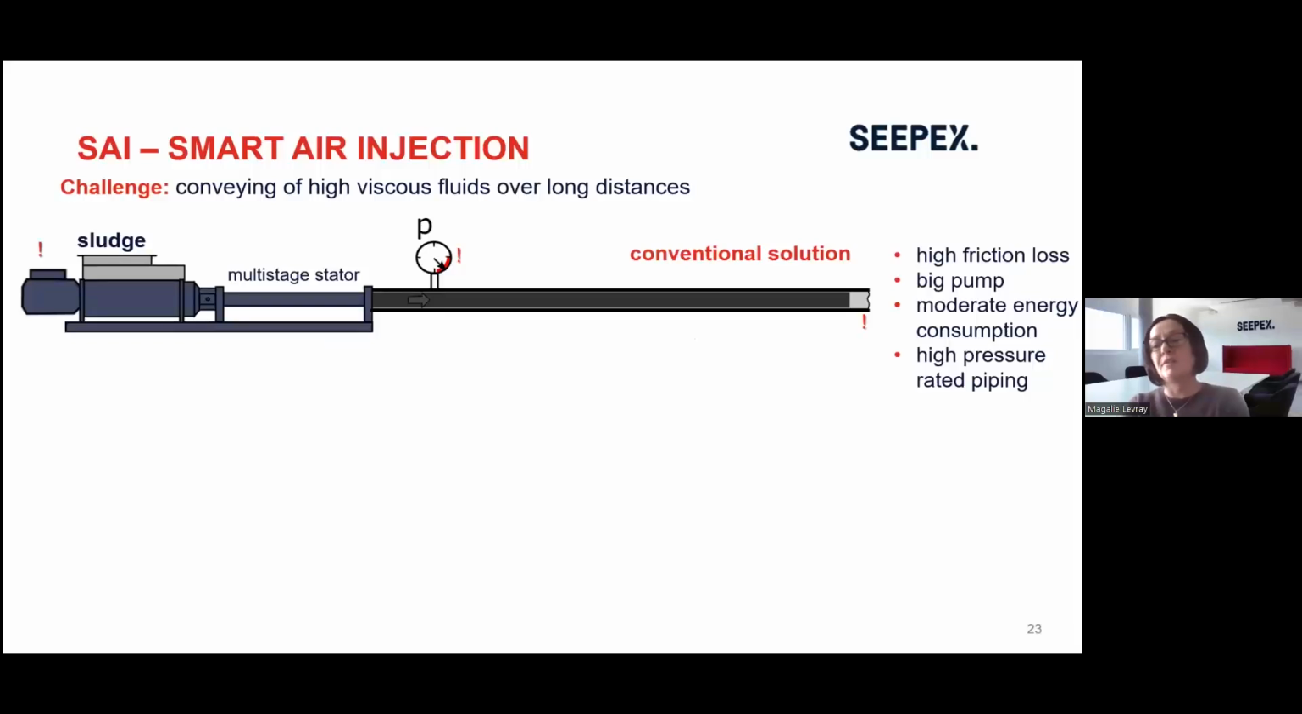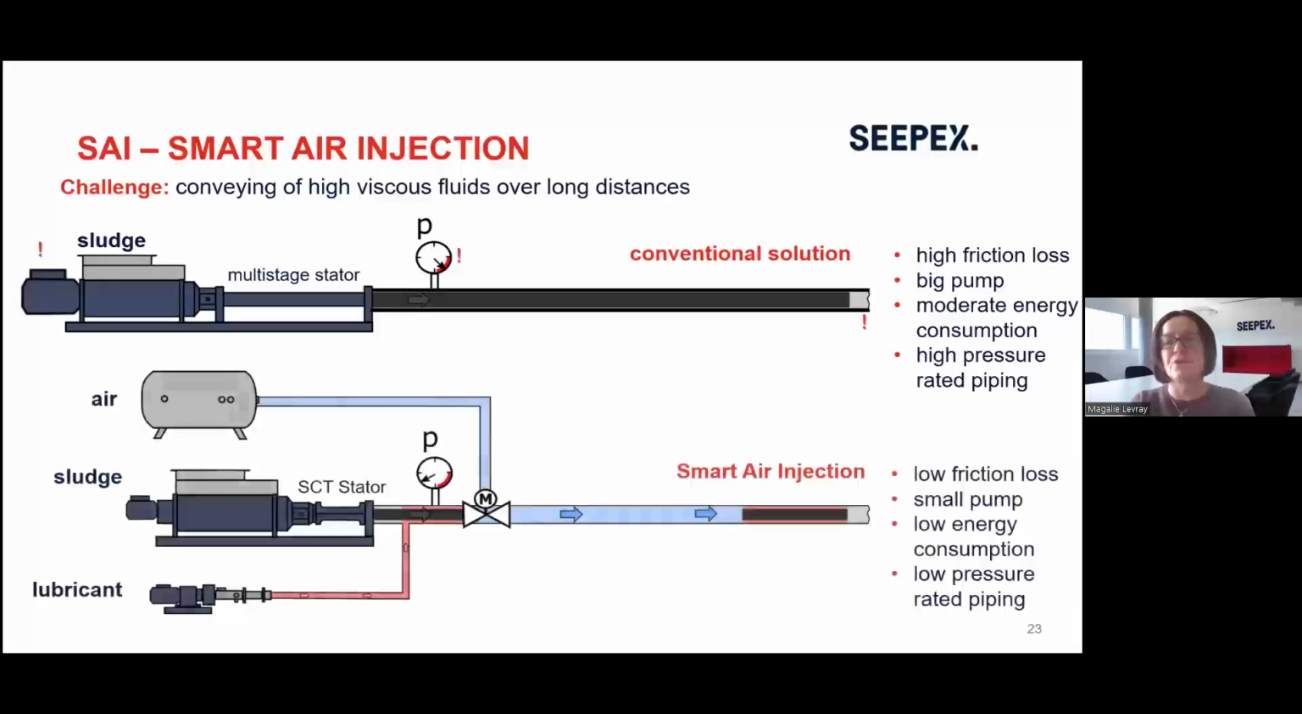So normally when we have high pressure condition, we would require a big pump with many stages to work against the high discharge pressure. So this is the conventional solution. But with smart air injection, you can see that we are using a T-series, but the stator is greatly reduced. It is just a one-stage stator. So that means below 6 bars to handle paste tailing.